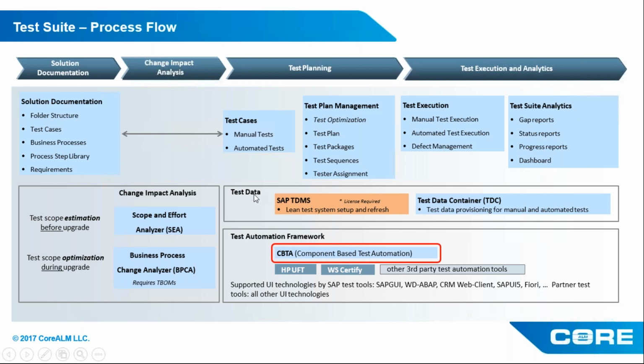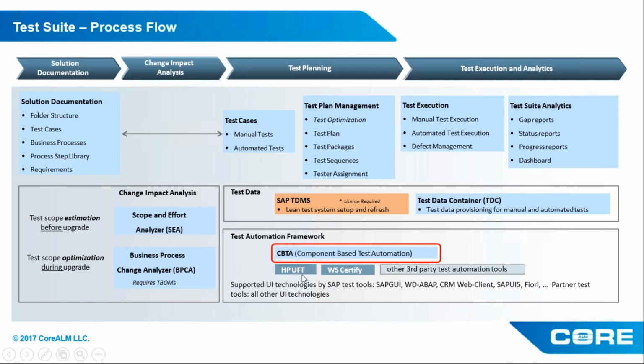And another part of Test Suite is TDMS, which does require a license, and this is to take a slice of data and move that into the testing system to support testing. And then Test Data Container supports the test automation framework and manual testing when you're creating or finding your data and putting it together and reserving the data. You can put it in spreadsheets, and then CBTA uses it, and manual testing, test execution uses the data that you have set up.